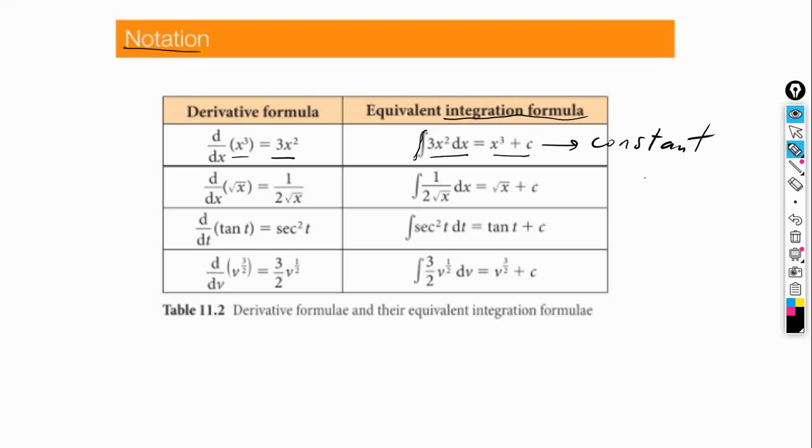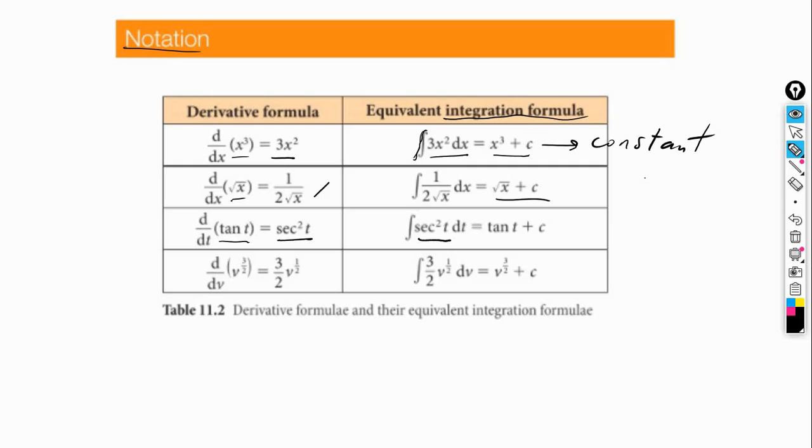We know that the derivative of the square root of x is equal to 1 over 2 times square root of x. That means then that the integration of 1 over 2 square root of x dx is going to be square root of x plus c. We know that the derivative of tangent of t is secant squared of t.